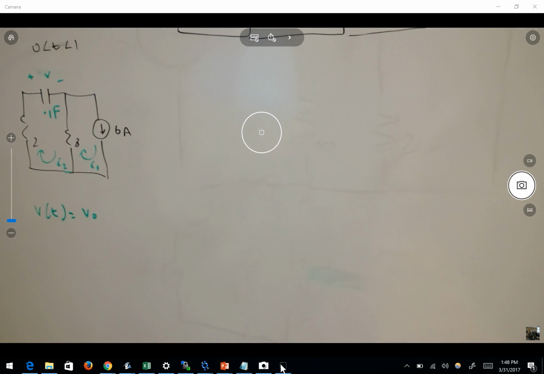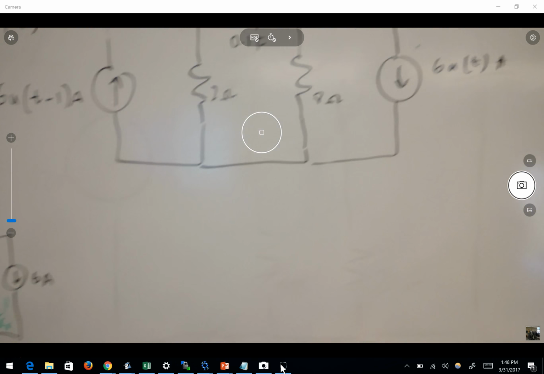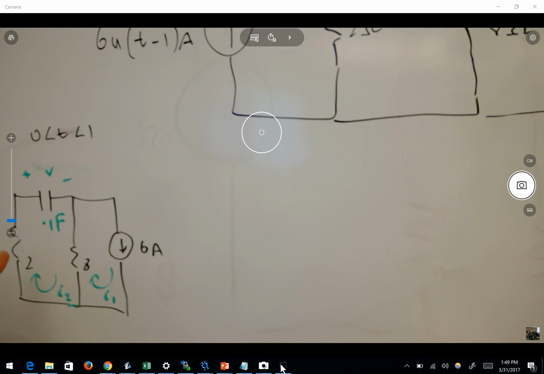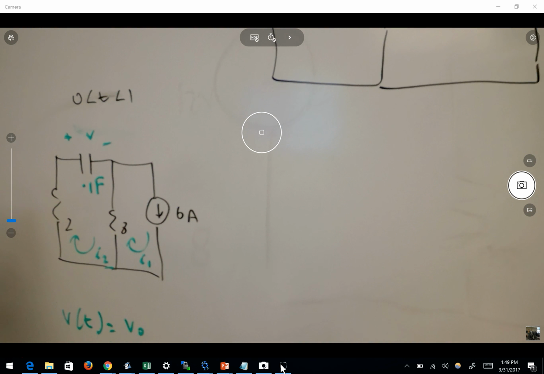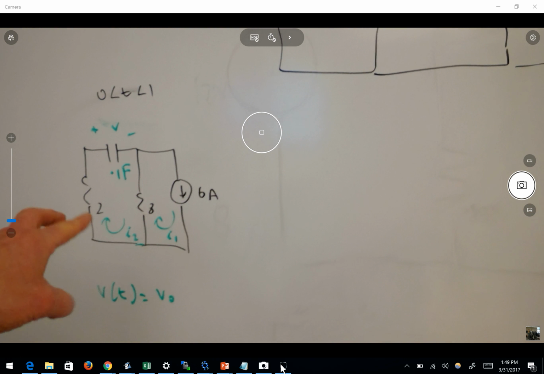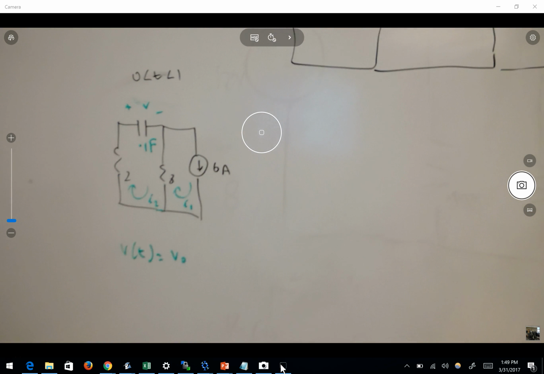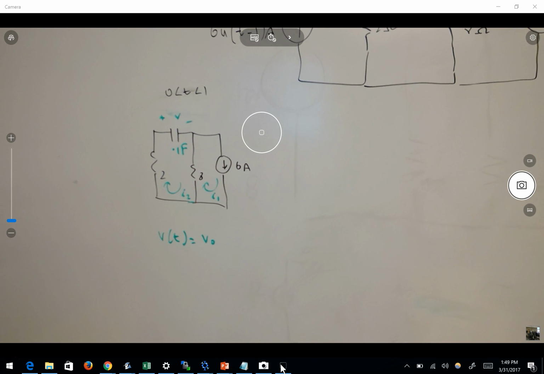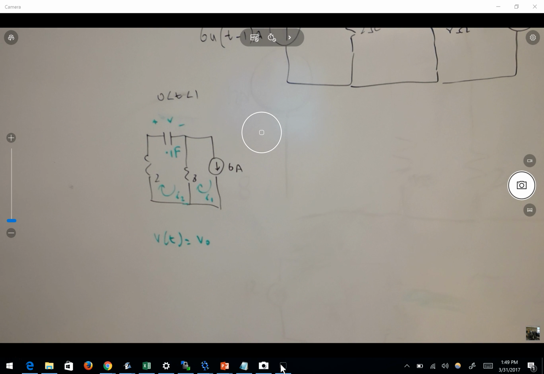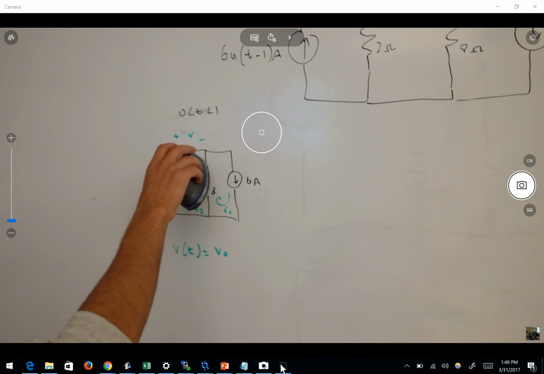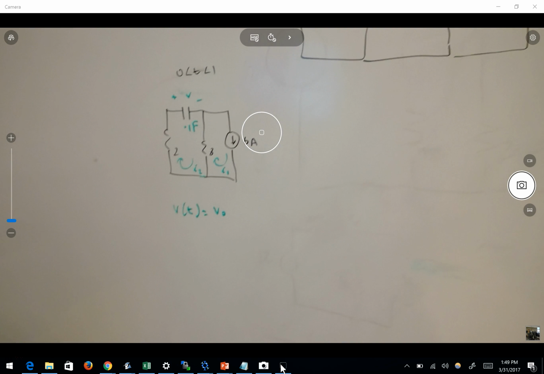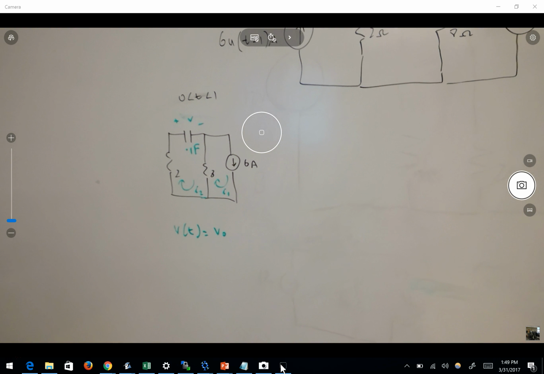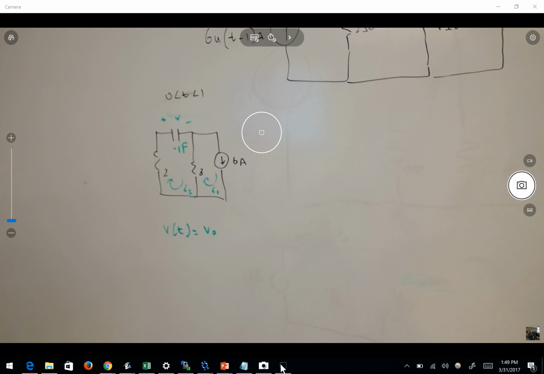So that's V0, and then V final is the V final when only this guy has turned on, right? So you draw the circuit with that one still off. And what's the final value? What's in the steady state when this becomes an open circuit? What's the voltage going to be? It's going to be 6 times 8. 6 times 8 is 48. 48, yes.